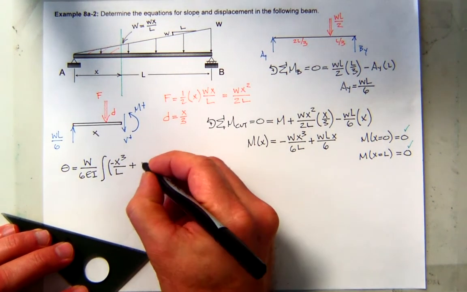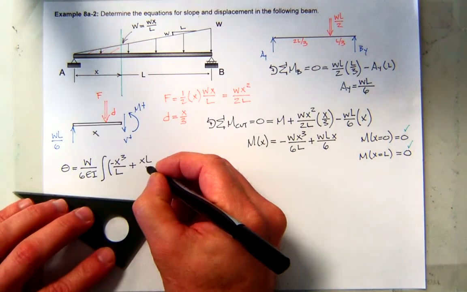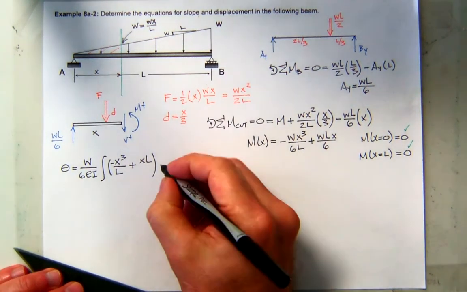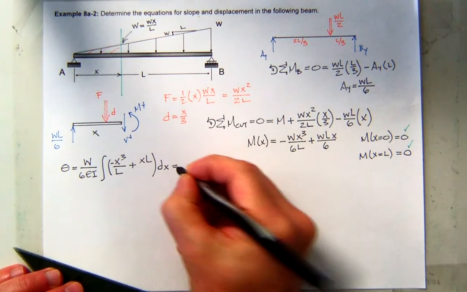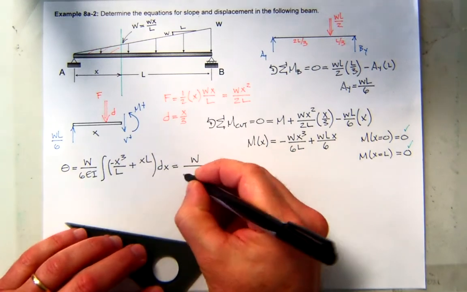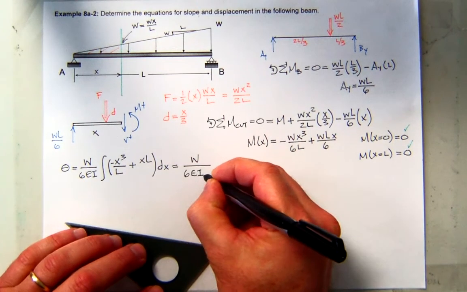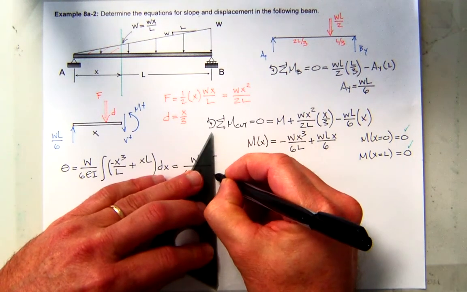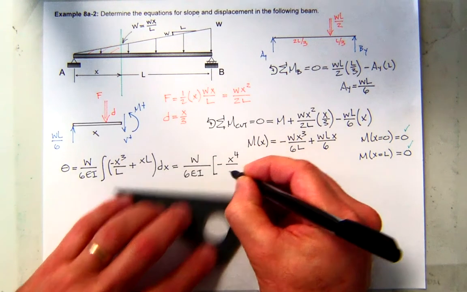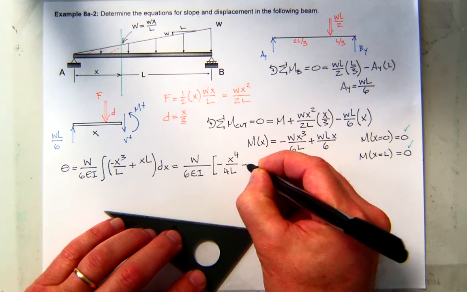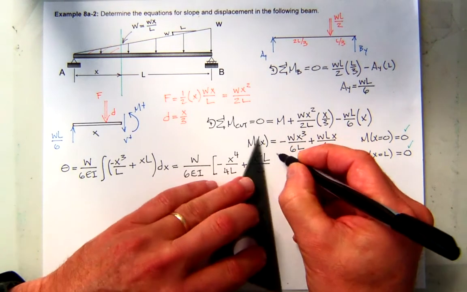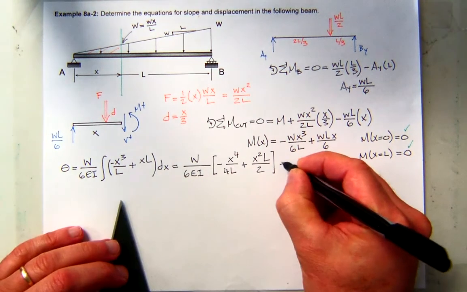plus XL over, that's just it, XL. There's no 6. I took the 6 out. And we're going to do that dx. So we get our W over 6EI. It's a constant. What have I got left? I've got minus x to the 4th over 4L plus x squared L over 2. Oops, sorry, I'm running into stuff here. C1.